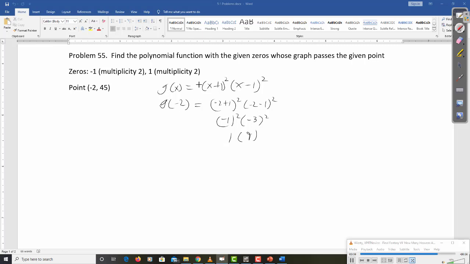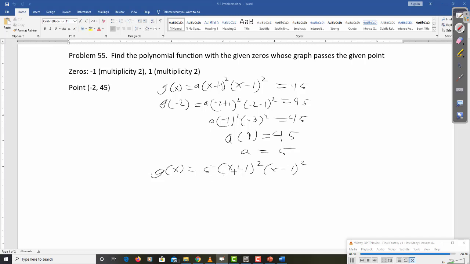Well, that's no trouble, because like I say, you can just put a coefficient out here. You probably already know what it's going to be, but I'm going to show you the general process just because you might not know on a problem. And just plug this in this variable and you can solve for it. Because we know we want to get 45. So you just put a coefficient on the front. Then divide by 9, a equals 5. So our function is 5 times x plus 1 squared times x minus 1 squared.